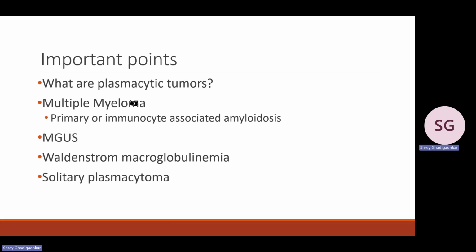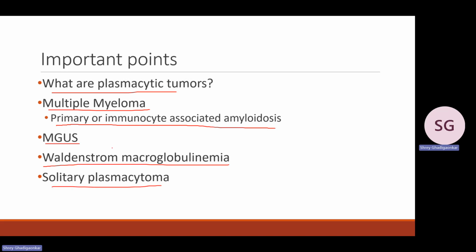Whenever you start talking about any question during the pathology final, you want to set a specific framework and then basically build up on that. So initially we talk about what are plasmacytic tumors, like the definition, and examples of plasmacytic tumors. So multiple myeloma, which is arguably the most important one. You have primary or immunocyte associated amyloidosis, which is a complication of multiple myeloma. You also have MGUS, Waldenstrom's macroglobulinemia, and solitary plasmacytoma.